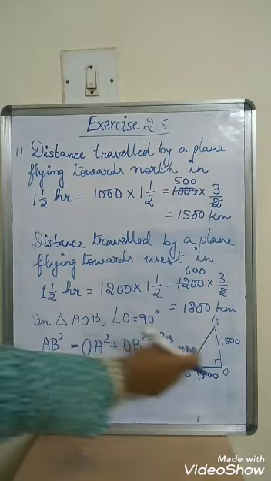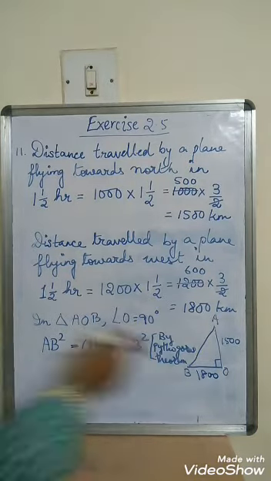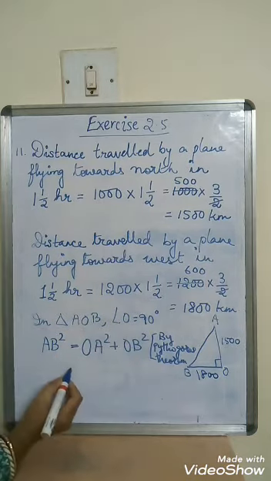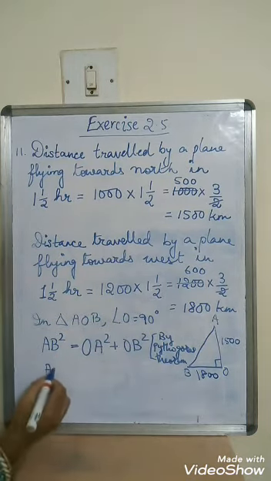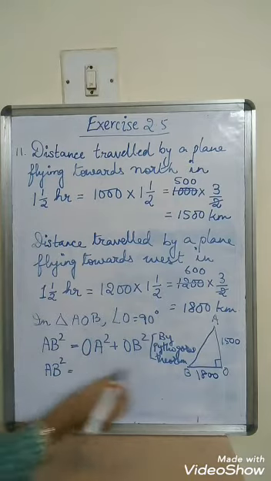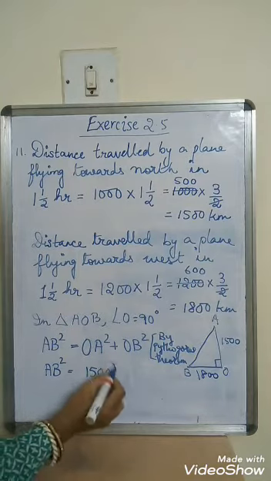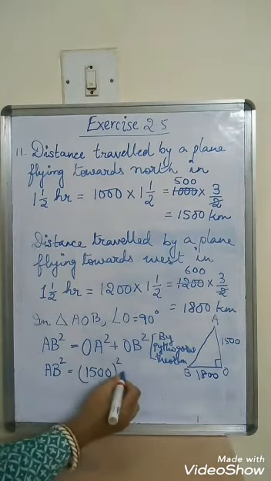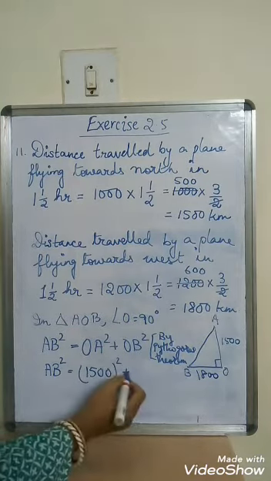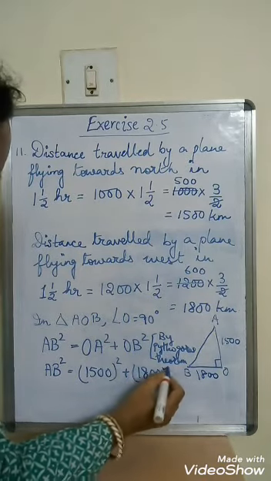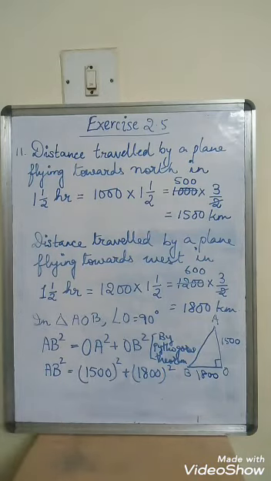So now OA is already given to us, OB is already given to us. So now we will put the value. How are we going to put the value? OA square is how much? OA is 1500 square plus OB square is how much? 1800 square, right? So now we have to find out the value, right?